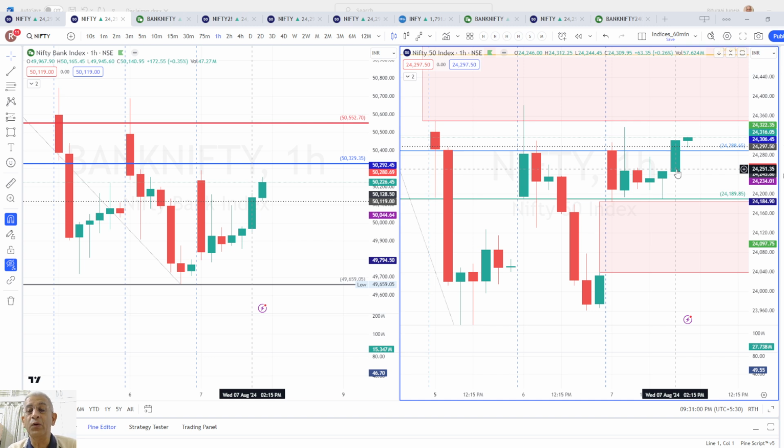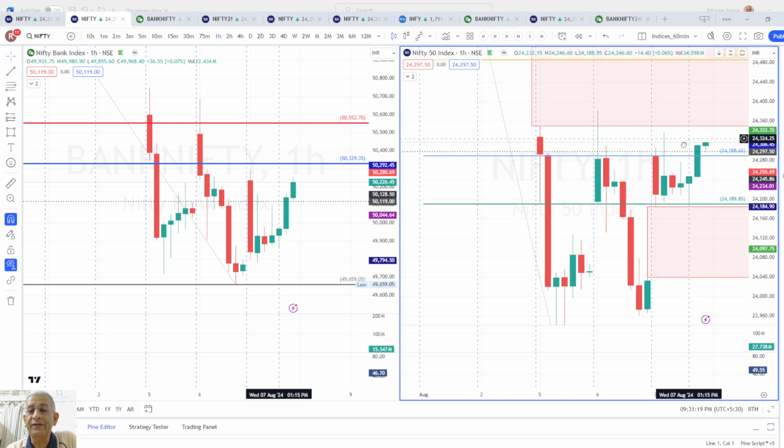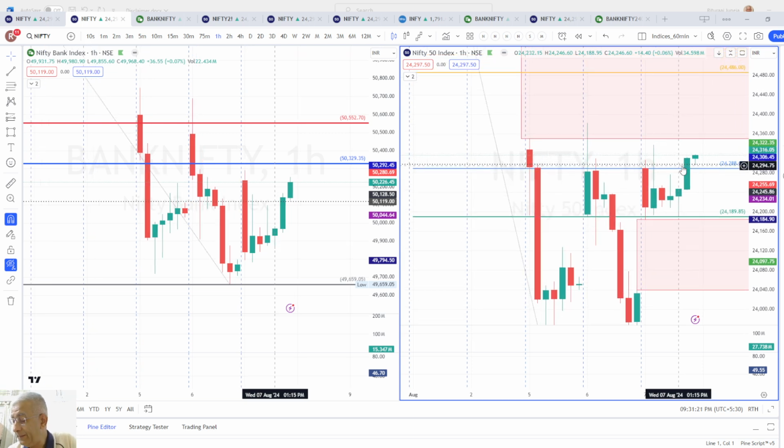Now, if this high is broken, what is the next target? The next target is 24288. It was achieved in this next 1 hour itself, and Nifty closed above this. What does it mean? Strength is coming in. If Nifty is experiencing strength, then what should you be doing? Baba, if you have still not exited your puts position, exit now.